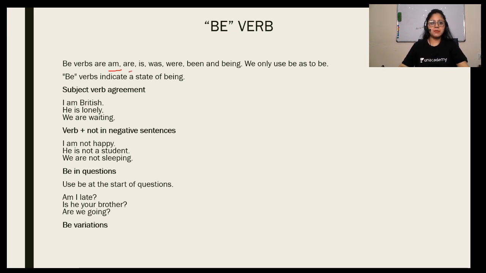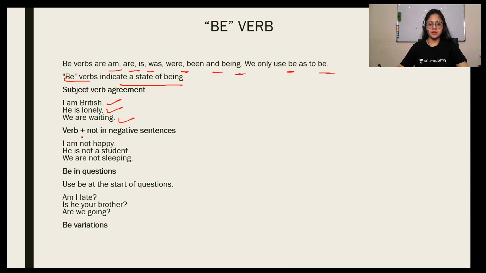Be verbs are am, are, is, was, were, been, and being. Now this is both in the present and in the past. We only use be as to be. Be verbs indicate a state of being. Very important to understand that am, is and are are in the present simple state. I am British, she is lonely, we are waiting. Now, this same verb, in the past simple state, would be: I was British, now I am not. He was lonely, now he isn't. We were waiting when he called.